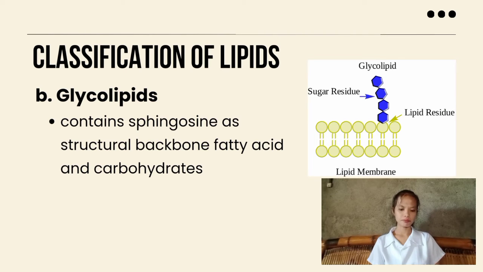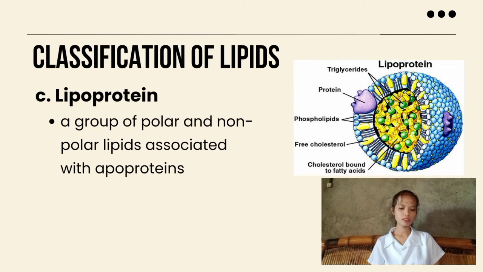The next one was the lipoprotein, a group of polar and non-polar lipid associated with apoproteins. In the picture shown, there is lipoprotein consisting of triglycerides, protein, phospholipids, free cholesterol, and cholesterol bound to fatty acid. Those I have stated are inside or within lipoprotein.